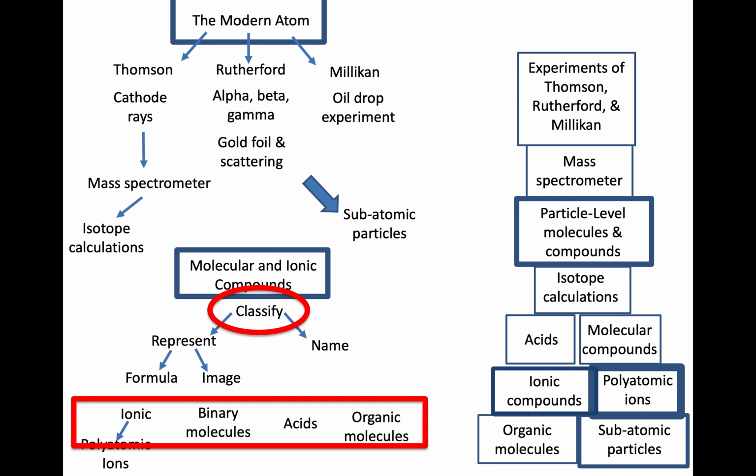Finally, it's important to be able to classify different compounds, whether they're ionic, binary molecules, acids, organic molecules. We have 4 different naming schemes within the chapter. Each of these begins by first classifying it. If you can't classify it, you don't know the correct naming scheme to apply.